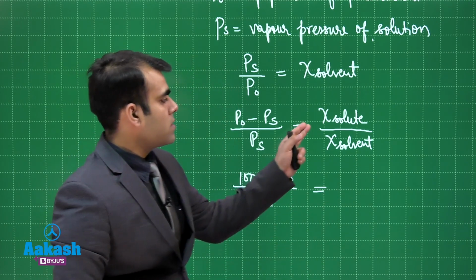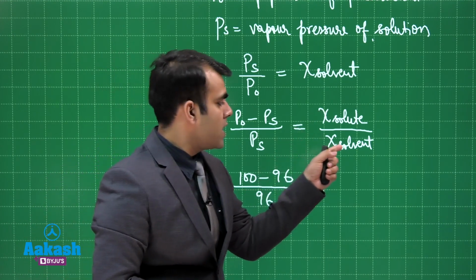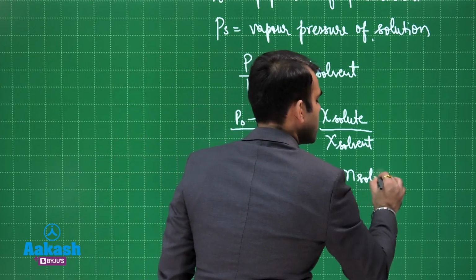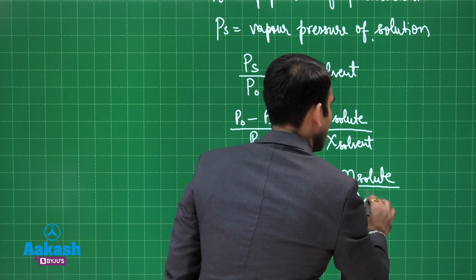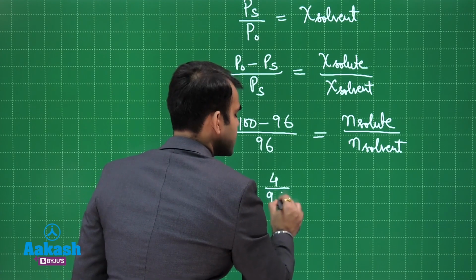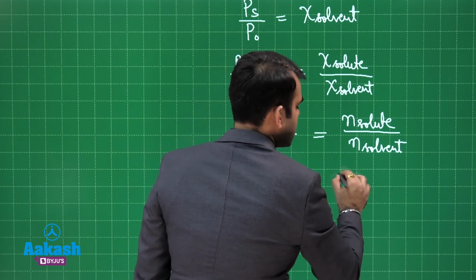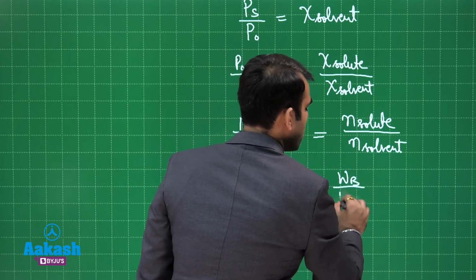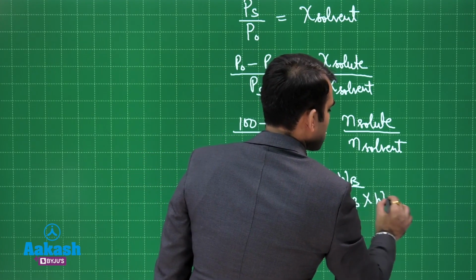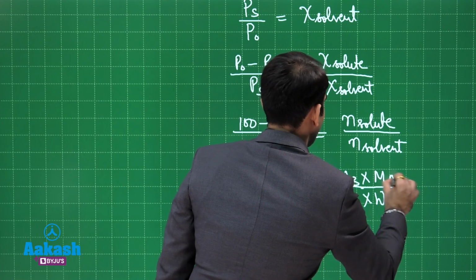Now we are showing mole fraction of solute upon mole fraction of solvent, which is moles of solute divided by total moles, over moles of solvent divided by total moles. So I am left with only moles of solute divided by moles of solvent. Now in this we have 4 divided by 96 equals moles of solute, represented by B, that is mass of B divided by molar mass of B, into the given mass of solvent divided by molar mass of solvent.